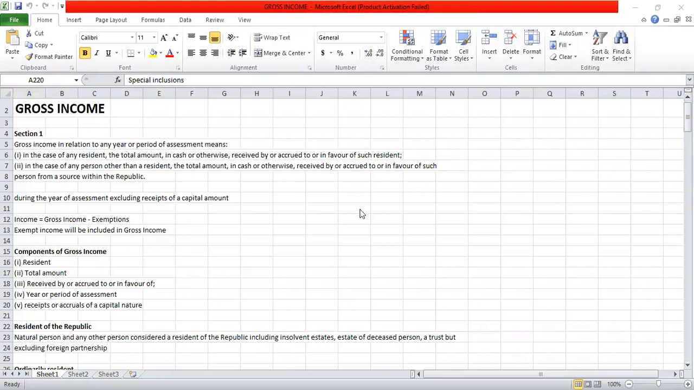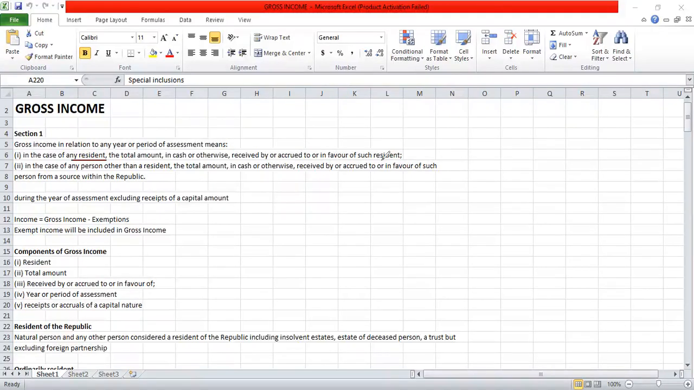Right, now according to section 1, gross income is defined as, in the case of any resident, it's in two types. The definition of gross income comes in two phases. Number 1 for a resident, then number 2 for a non-resident. If the taxpayer is a resident, the total amount in cash or otherwise received by or accrued to or in favor of such a resident.